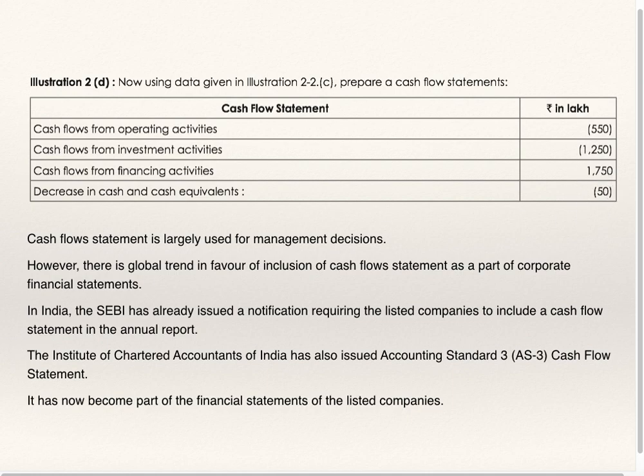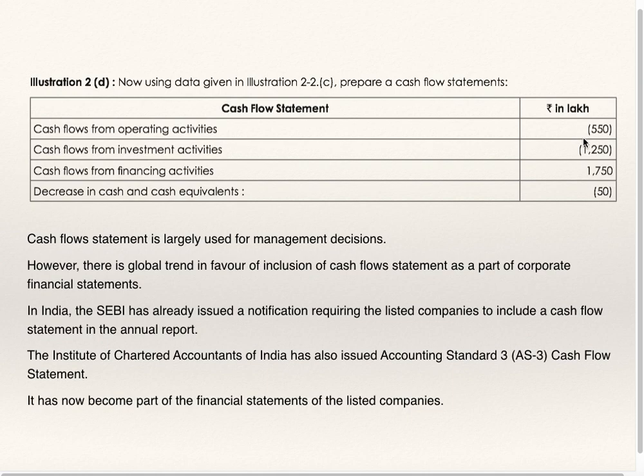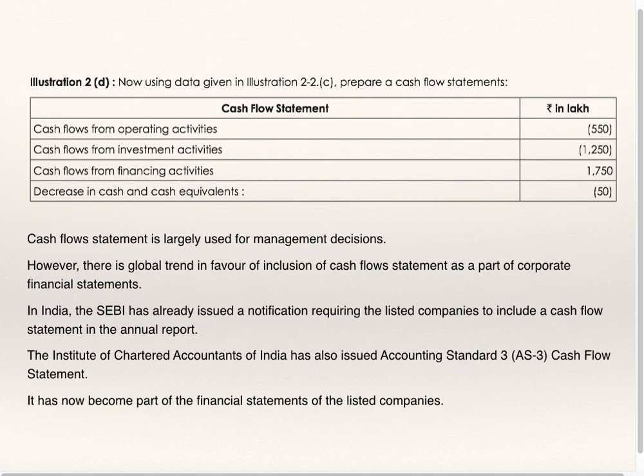This is equal to the decrease in cash and cash equivalent. So if you consider opening cash and cash equivalent, which is 700, minus the addition of all these three, which is 50, 700 minus 50 is 650, which is equal to closing cash and cash equivalent.